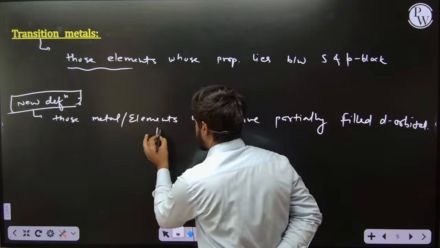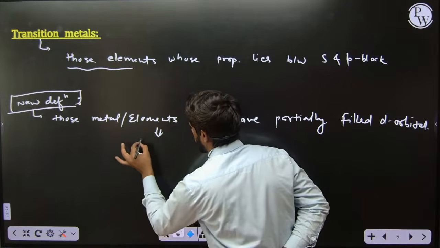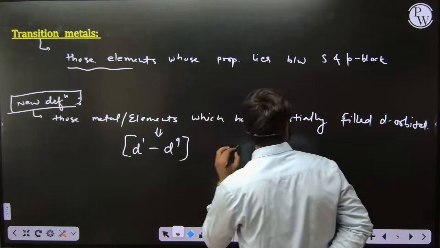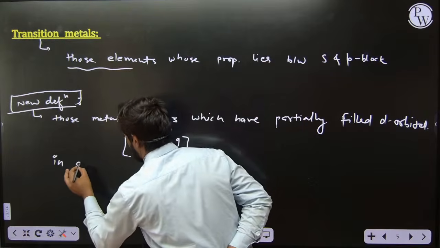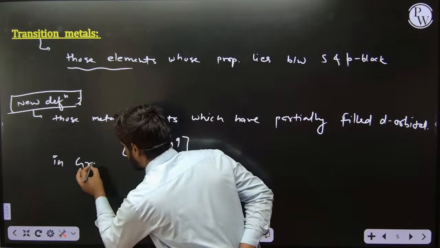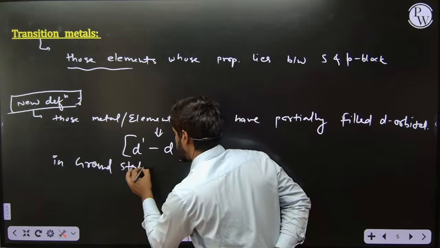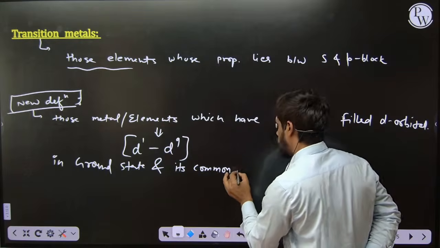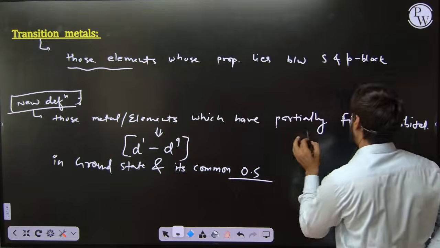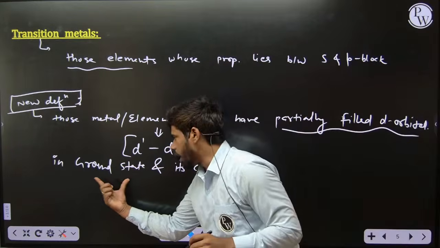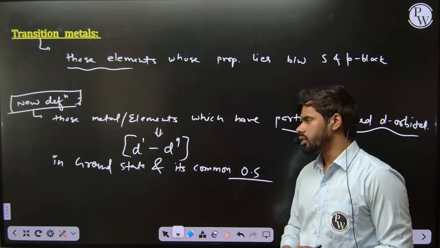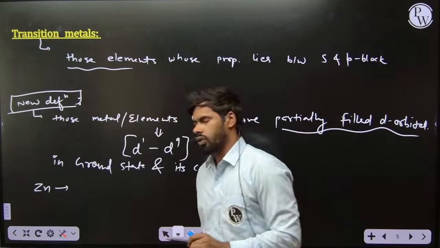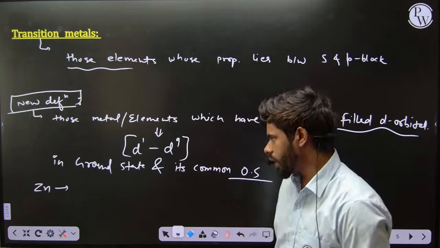Those metals having partially filled d orbitals, that means d1 to d9, in the ground state and in its common oxidation state. Basically, there should be a partially filled d orbital in its ground state as well as in its common oxidation state. For example, if zinc is given to us, is it a transition metal or not? How to check it? Let's see.